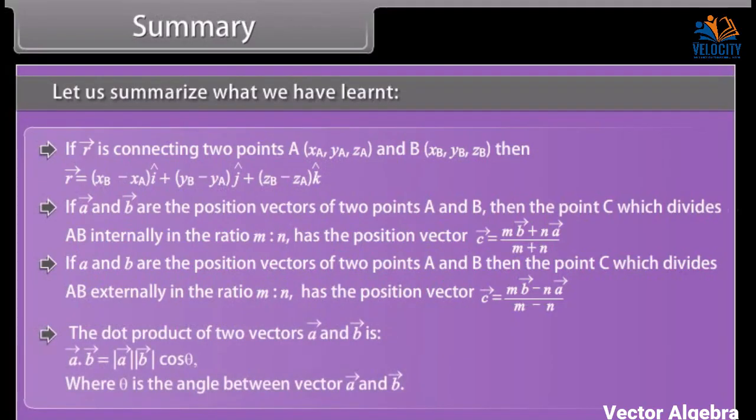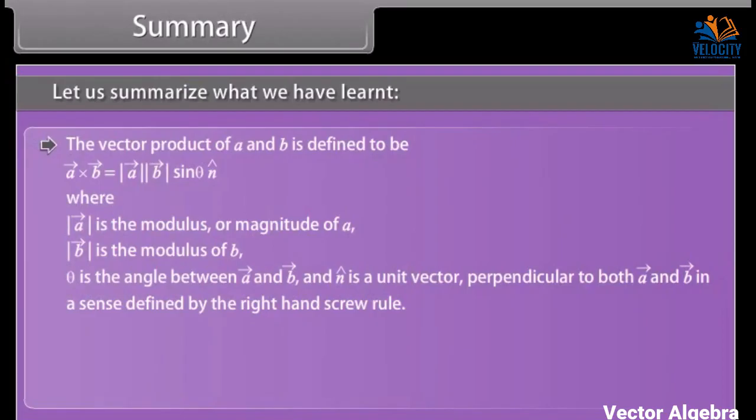The dot product of two vectors A and B is the magnitude of A times the magnitude of B, then multiplied by the cosine of the angle between A and B, where theta is the angle between vector A and B. The vector product of A and B is defined to be vector A cross vector B, which is equal to the magnitude of vector A into the magnitude of vector B into sine of theta in the direction of n cap, where magnitude of vector A is the modulus or magnitude of A, magnitude of vector B is the modulus of B, theta is the angle between vector A and B, and cap n is a unit vector perpendicular to both vector A and B in a sense defined by the right-hand screw rule.